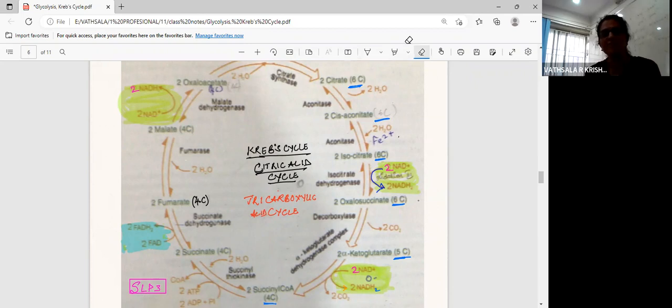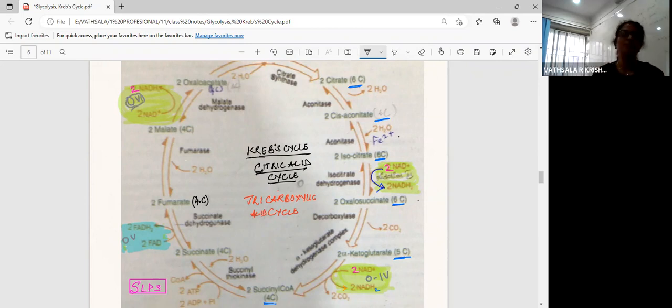I can type also, but writing becomes easy. So 4, and this is oxidation 5, and this is oxidation 6. Okay, so now total oxidation happens.